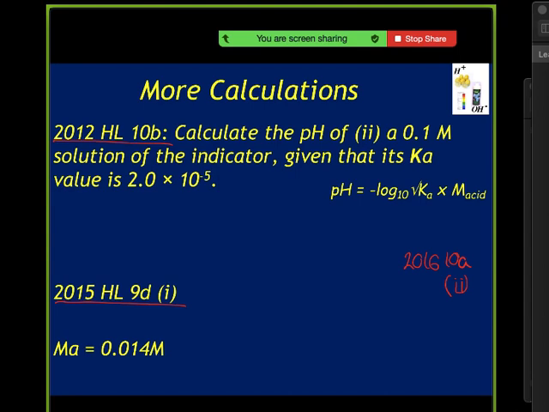Miss, do you have the answer for 2016? So the 2016 answer is 0.56. Okay, thanks. Is that a smiley face or a sad face? The smiley face, yeah. Yay.